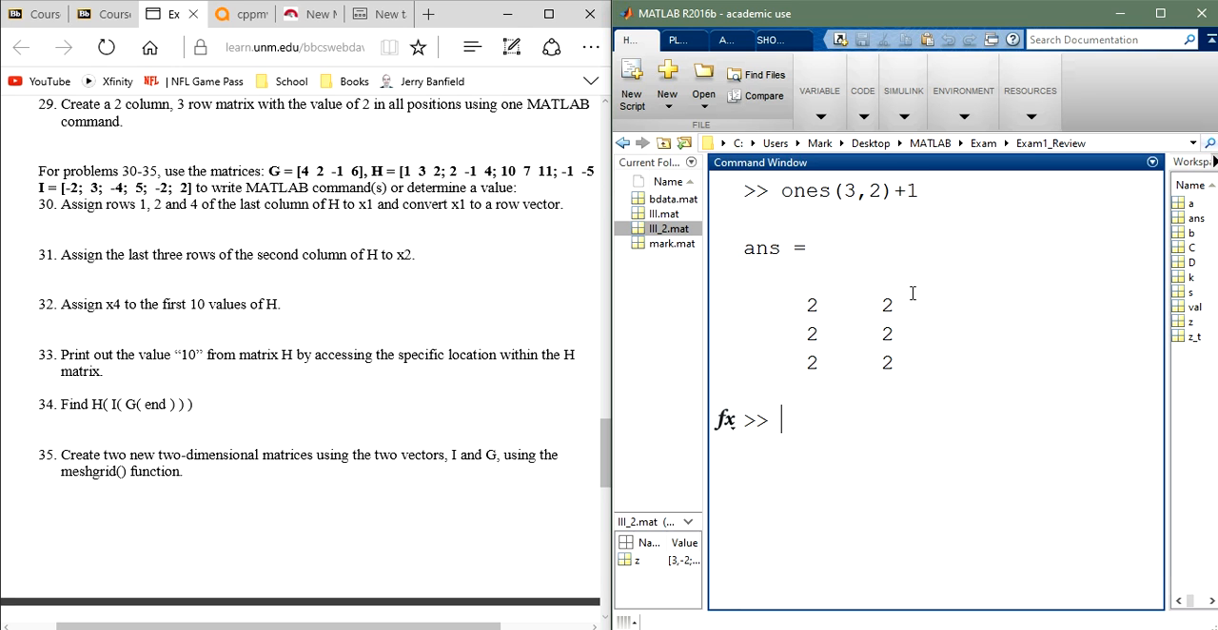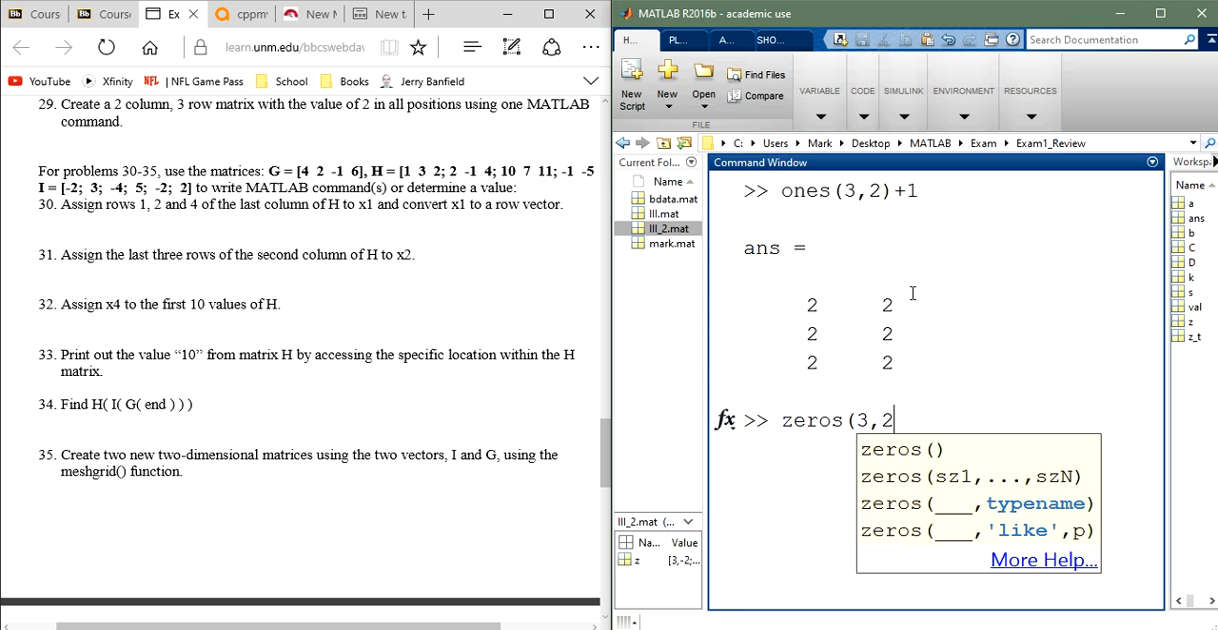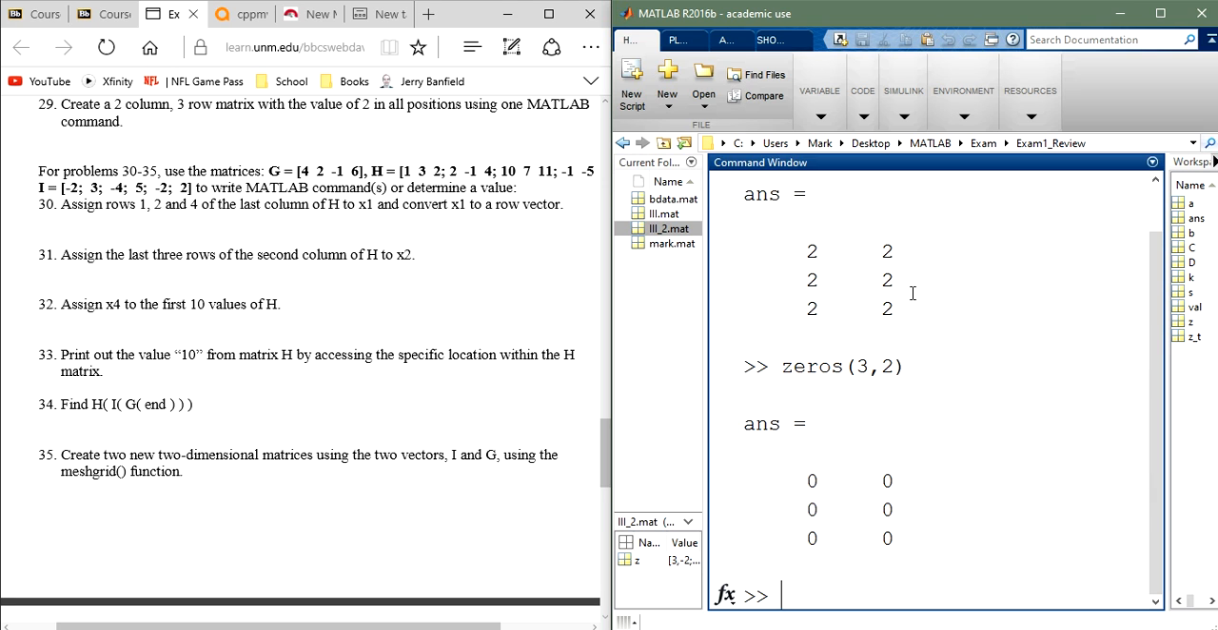Another way to do that is to use zeros, 3 by 2, zeros plus 2. Sorry. And then lastly, if you guys forget zeros and ones, if you forgot that function, it's not wrong if you just write out 2, 2, 2, 2, 2, 2.